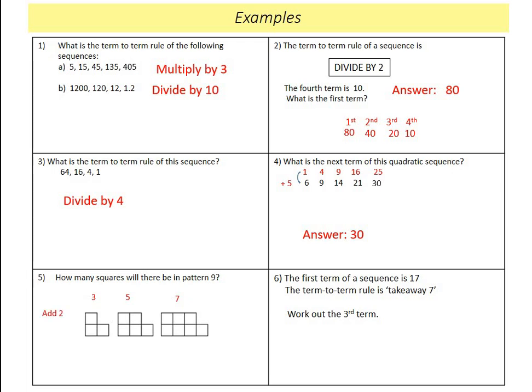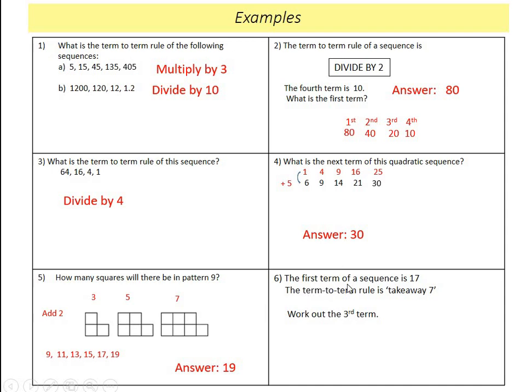So if I want to have a look at pattern 9, I can count up 2 each time. So pattern 4 would have 9, pattern 5 would have 11, pattern 6 would have 13, pattern 7 would have 15, pattern 8, 17, and finally pattern 9, 19.